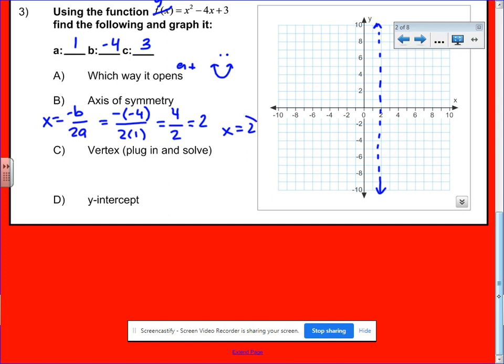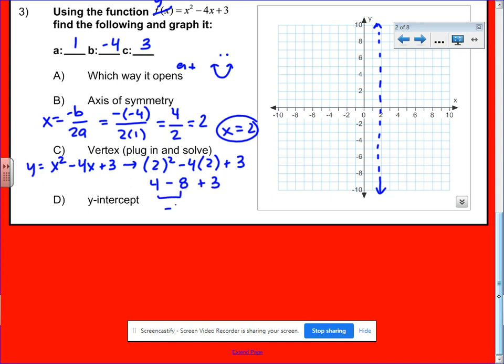Now I'm going to take this and plug it into the equation. So my equation is y equals x squared minus 4x plus 3. So this will be 2 squared minus 4 times 2 plus 3. So 2 squared is 4, minus 4 times 2 is 8, plus 3. 4 minus 8 is negative 4, plus 3 is negative 1. So y equals negative 1, and put those two together, my coordinate point is 2, negative 1, which is kind of like here-ish.